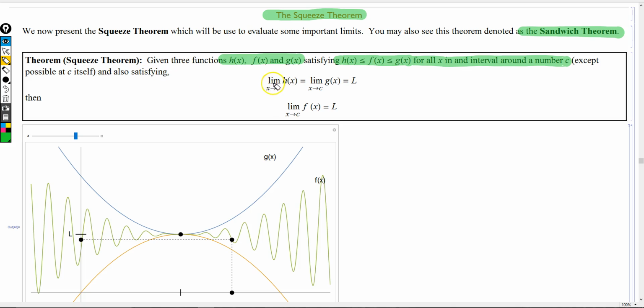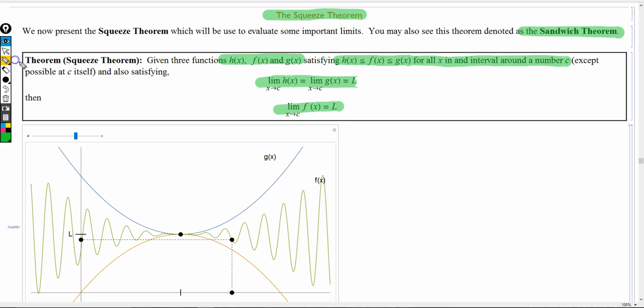And we also have that the limit as x approaches c of h is the limit as x approaches c of g equals L. So both limits of h and g are L as x approaches c. Then the limit of f of x as x approaches c must be L as well.